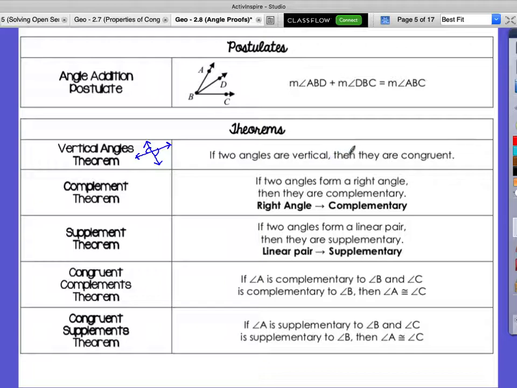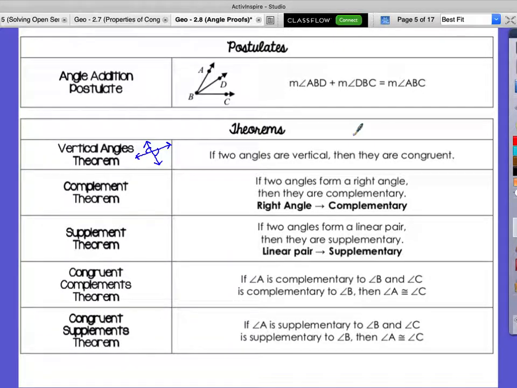If two angles are vertical, then they are congruent, okay? We're applying it now. If two angles are vertical, then they are congruent. That's called our vertical angles theorem. So it comes straight from vertical angles. So if they're vertical angles, we know they're congruent.